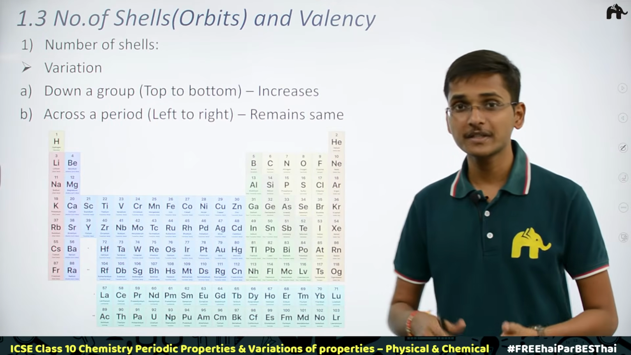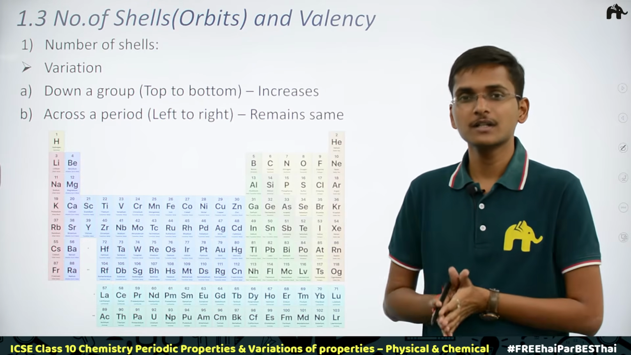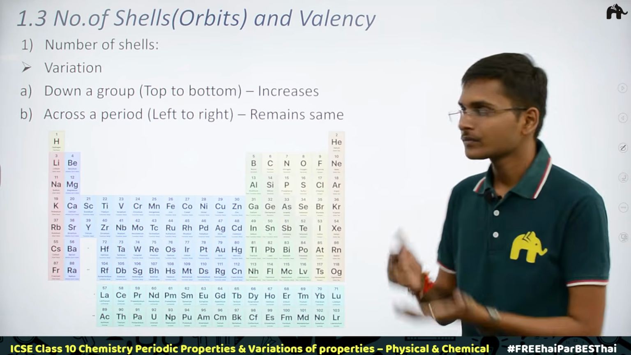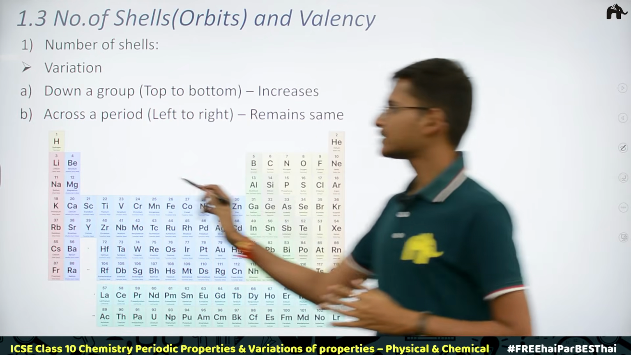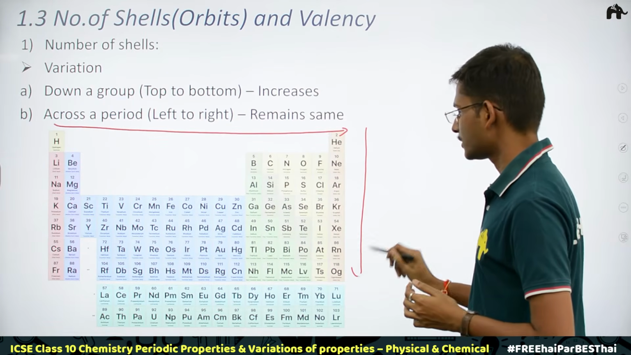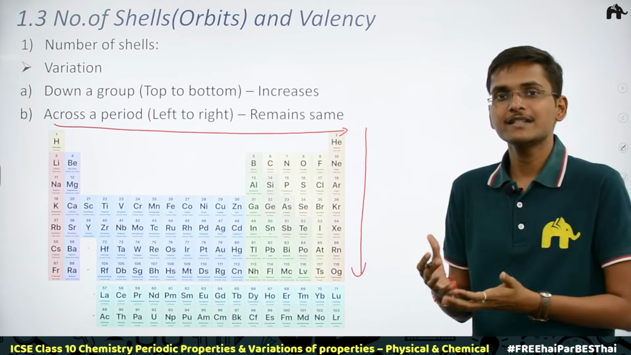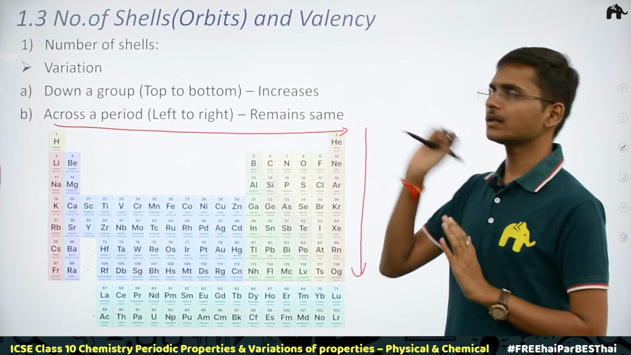So now our next topic is number of shells and valency. What we are going to study in this topic are the variations of number of shells across the period and down the group. This is across the period and this is down the group. And similarly, we are also going to study what valency is and how valency varies across the period and down the group. So now let's start from number of shells.